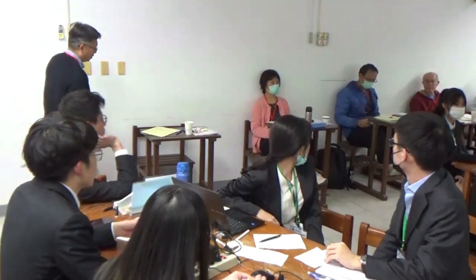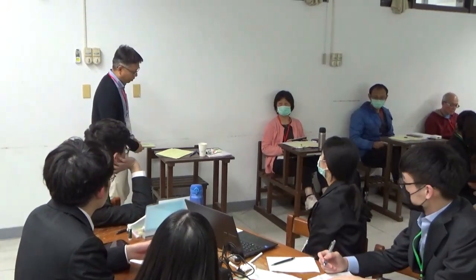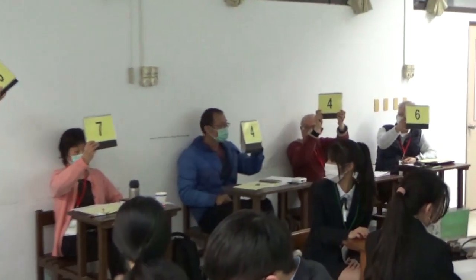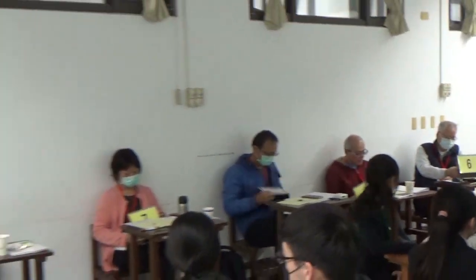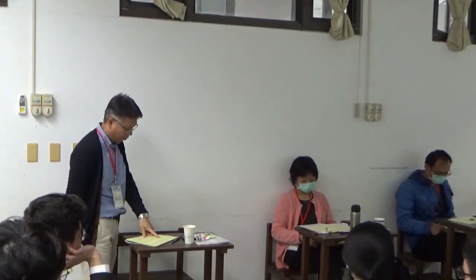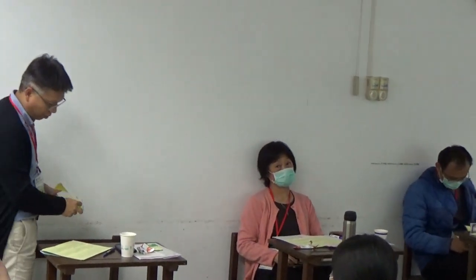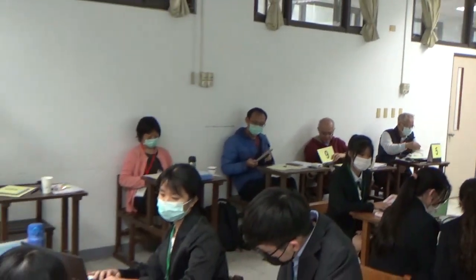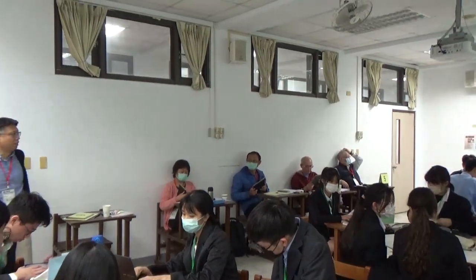Okay, so the jury are ready. Firstly, the score to the reporter: 5, 7, 4, 4, 6. Okay. Then the score to the opponent: 7, 7, 5, 6, 5. Finally, the score to the reviewer: 6, 7, 6, 6, 5. Okay. So that's the end of this first round of Physics 5.